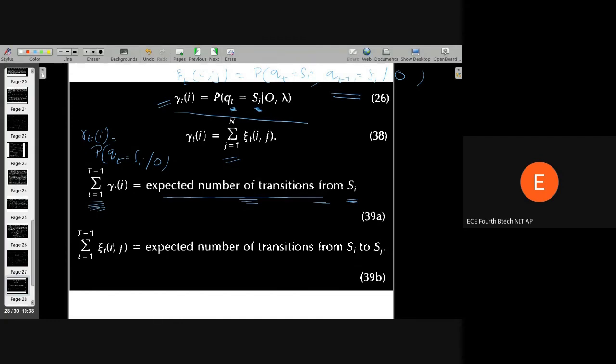Again, if you sum over this zeta t i, what is the definition of zeta t i? In time t, you are in state si. In time t+1, you are in state sj. If you sum over all the time instances, you will get your estimate of the number of transitions from si to sj.